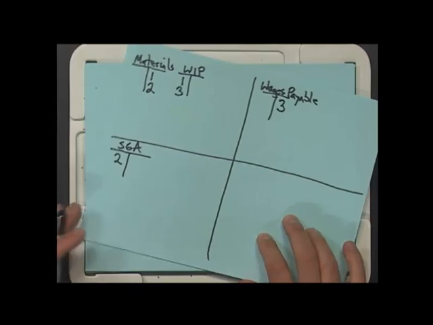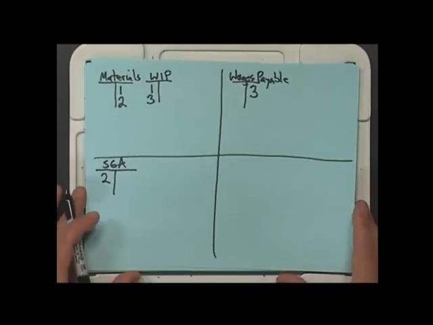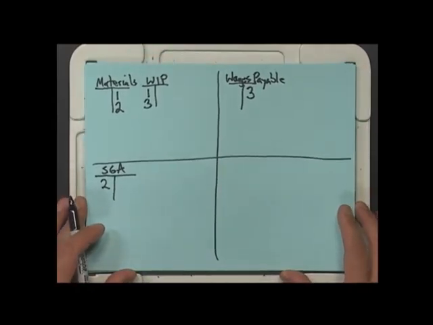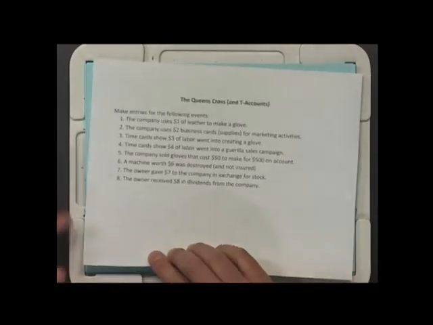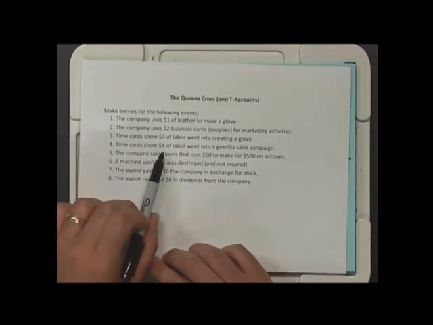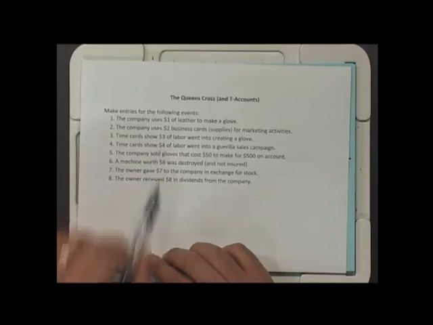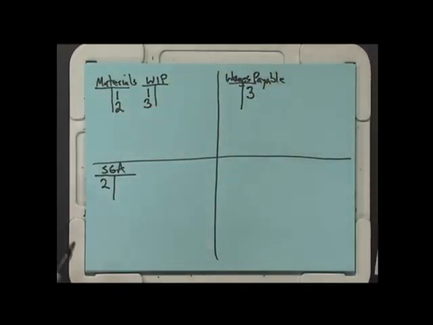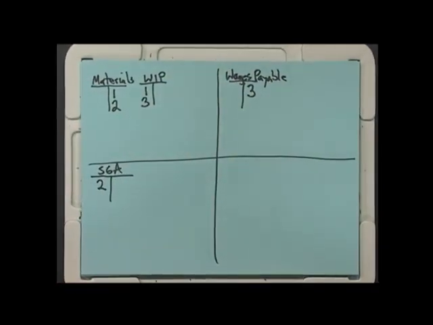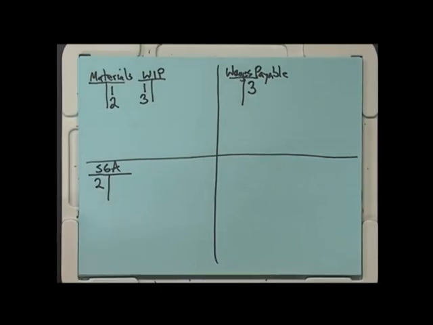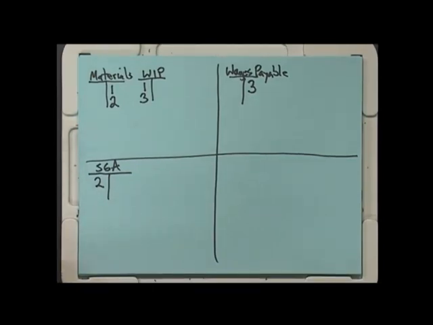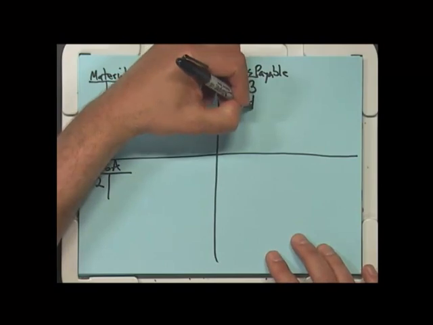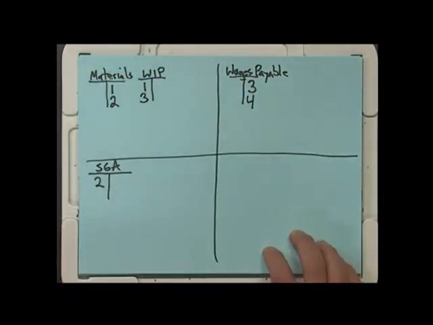We borrowed money, we created an asset. We're not any richer or poorer, but we are bigger. Entry 4, we look at our workers' time cards, and $4 of labor went into a guerrilla sales campaign. Okay, so I guess we're sending people out, handsome and beautiful people going out to wear our gloves and make them seem cool. We owe them $4 for that hard work. But we don't have an asset.